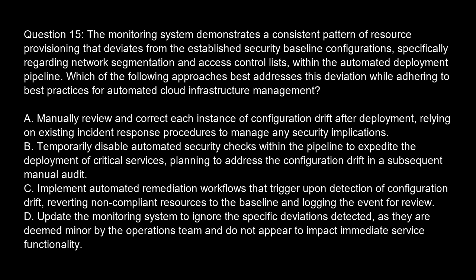Option B. Temporarily disable automated security checks within the pipeline to expedite the deployment of critical services, planning to address the configuration drift in a subsequent manual audit. Option C. Implement automated remediation workflows that trigger upon detection of configuration drift, reverting non-compliant resources to the baseline and logging the event for review. Option D. Update the monitoring system to ignore the specific deviations detected, as they are deemed minor by the operations team and do not appear to impact immediate service functionality.